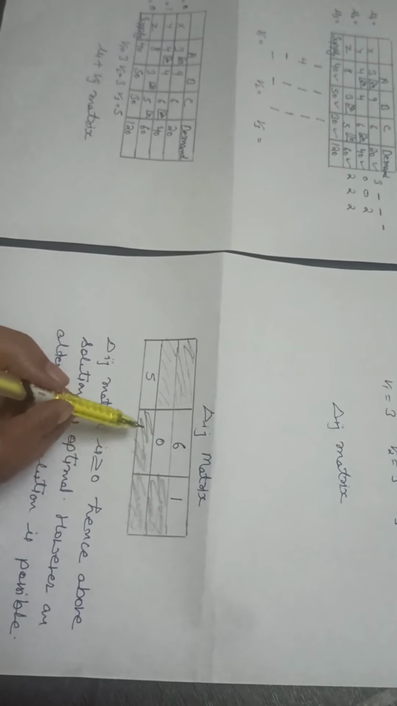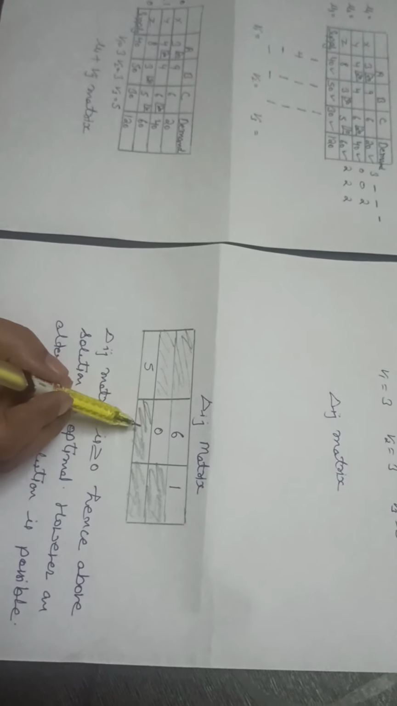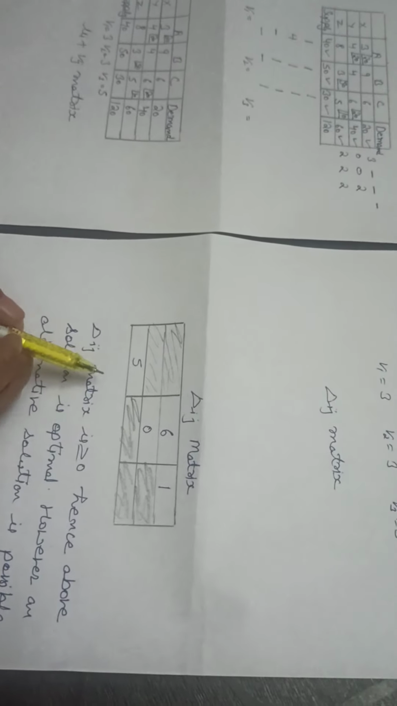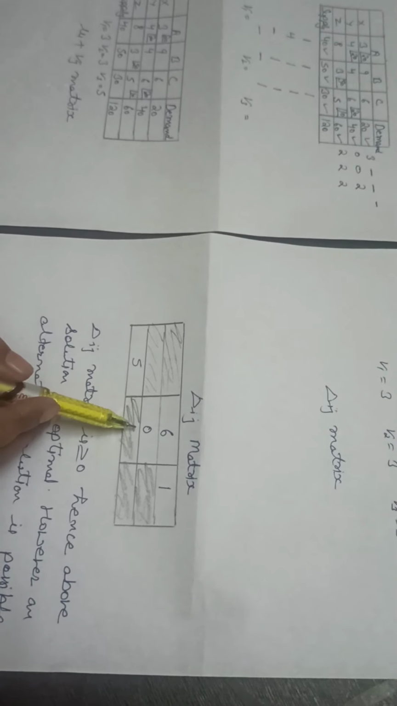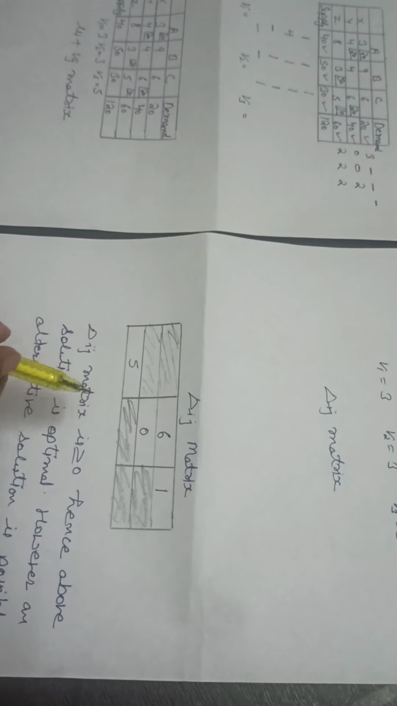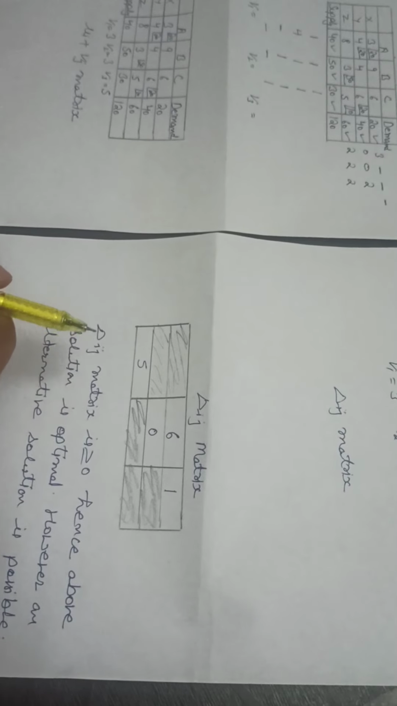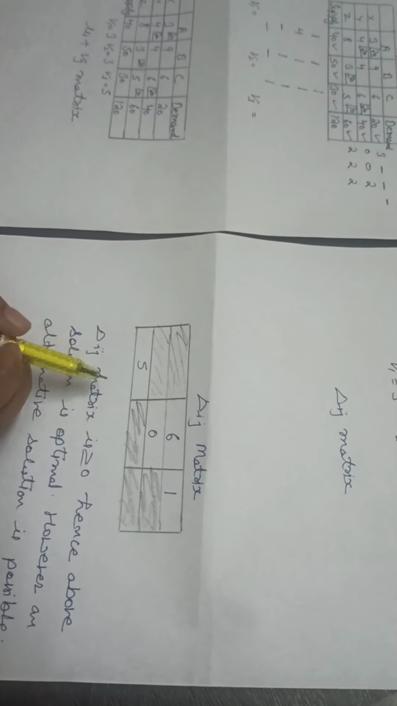So students, you can see here we have all positive values and some zero values. And if this matrix has all positive values, that means our solution is optimal. But if we also have 0 in some cells, then we can say alternative solutions are also possible. So friends, our Vogel's approximation method ends here.